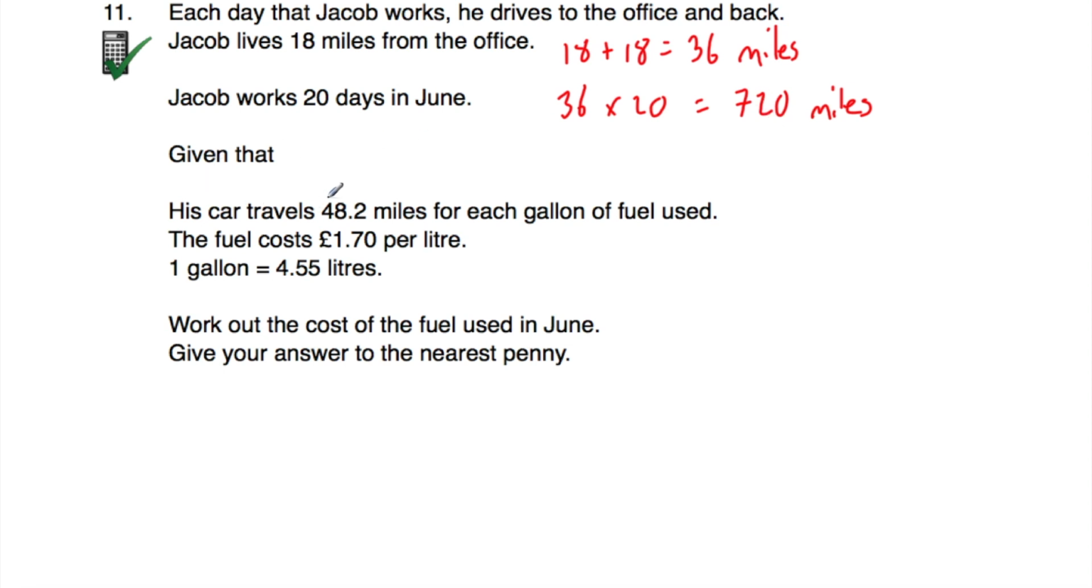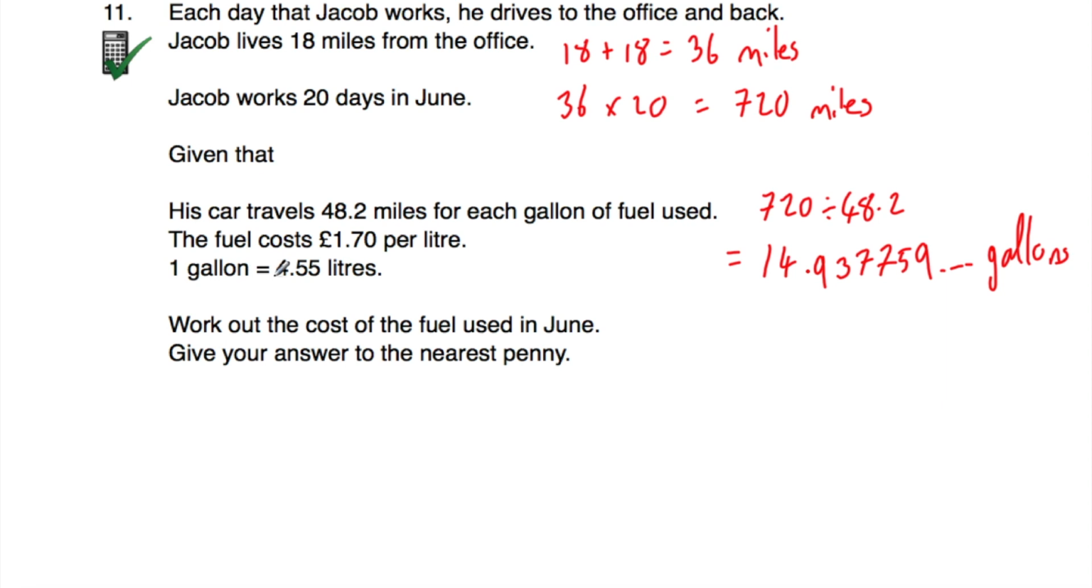Now, given that his car travels 48.2 miles for each gallon of fuel used, if we look at it, his car travels 720 miles, and for every gallon of fuel, the car will go 48.2 miles. So if we divide the 720 by 48.2, that would tell us how many gallons of fuel he'd need. So 720 divided by 48.2 is equal to 14.937759 and so on gallons. So that's how many gallons of fuel he's used.